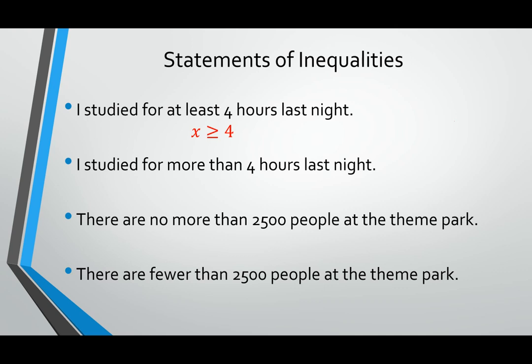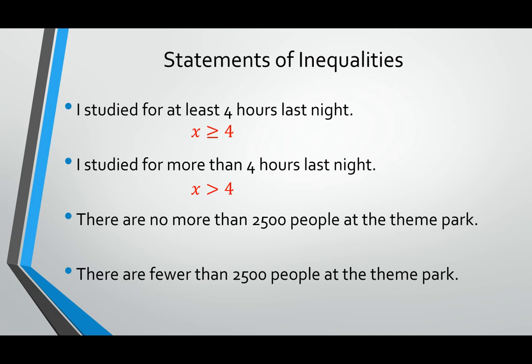So, I studied for more than 4 hours last night. This is very similar, but it's a little bit different. The number of hours we studied is more than 4 hours, so it's greater than 4. Now, this does not have the equal to part because it doesn't include 4 hours. We studied for more than 4 hours, which does not equal 4. We did not study for exactly 4 hours. We studied more than 4 hours, just strictly greater than, not greater than or equal to. So it's very similar to the last problem, except for the fact that it's not including the 4.